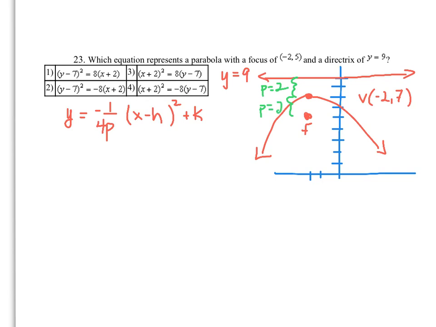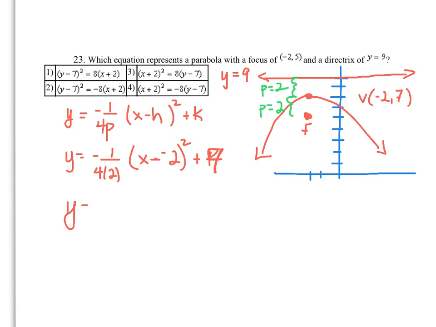All right, so then we have y equals negative 1 over 4 times 2, and then we have x minus my h value. Now that's the x value of the vertex, which is negative 2. Now I know that looks ugly, we'll fix it in a second. Plus k, which is the y value of your vertex, which is a 7. Sorry about that. I'll rewrite it to make it look a little bit prettier.